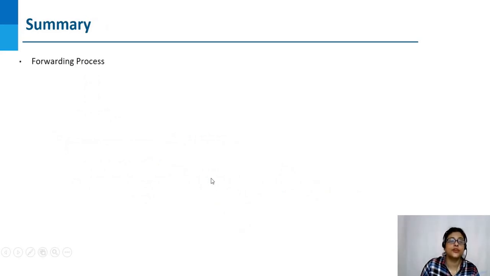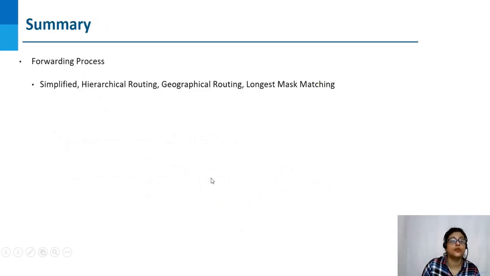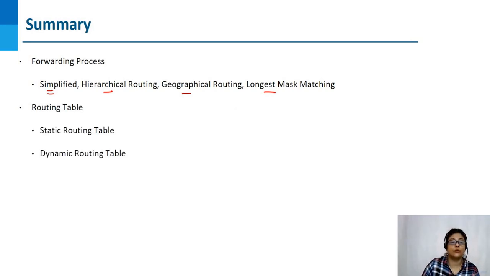To summarize, in this video, we have learned about the various forwarding processes. We have learned how the simplified forwarding process operates. Then we have touched upon hierarchical routing, geographical routing, longest mask matching, as well as address aggregation. Then we looked into the routing table. We understood what a static routing table is and what a dynamic routing table is. Then we looked into the format of the routing table and the various utilities like, for example, ifconfig and netstat.